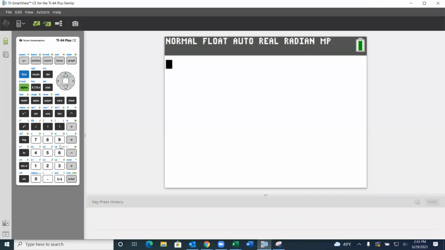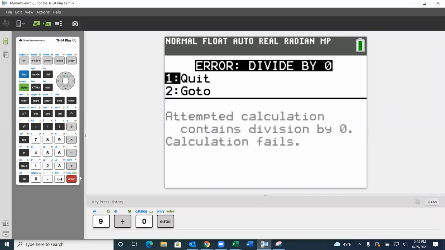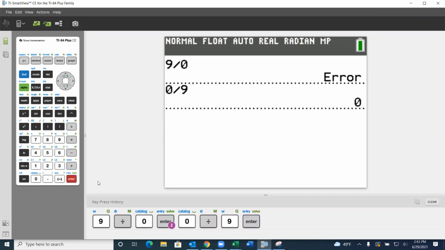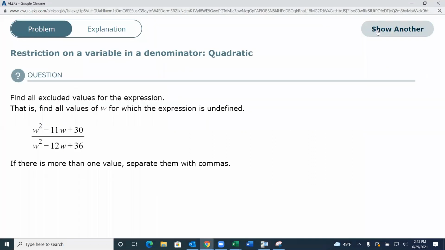So for example, if I say 9 divided by 0, doesn't work. I get an error. But if I do 0 on the top of the fraction, yeah, it works. I get an answer. I get 0. No big deal.